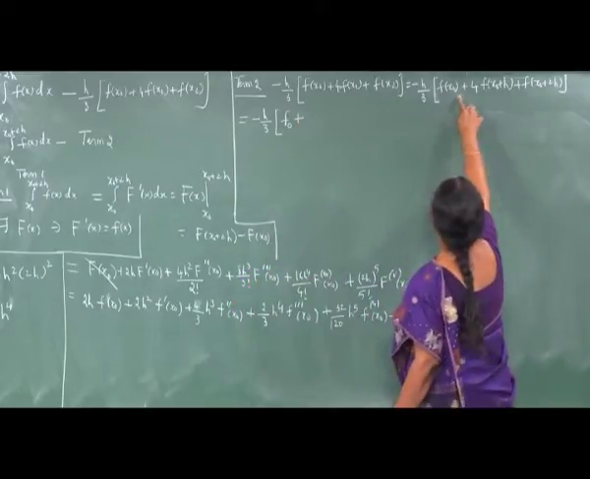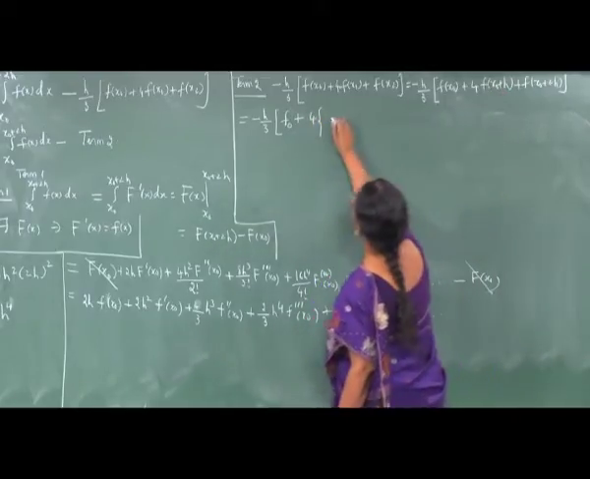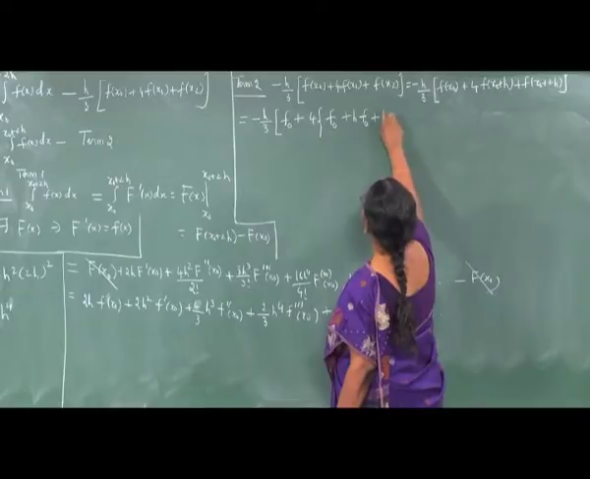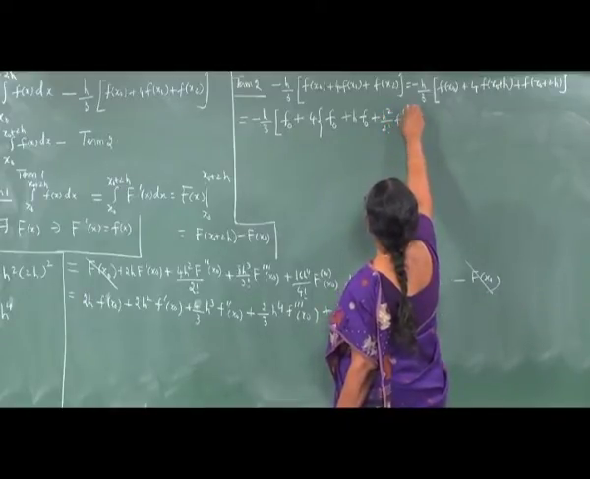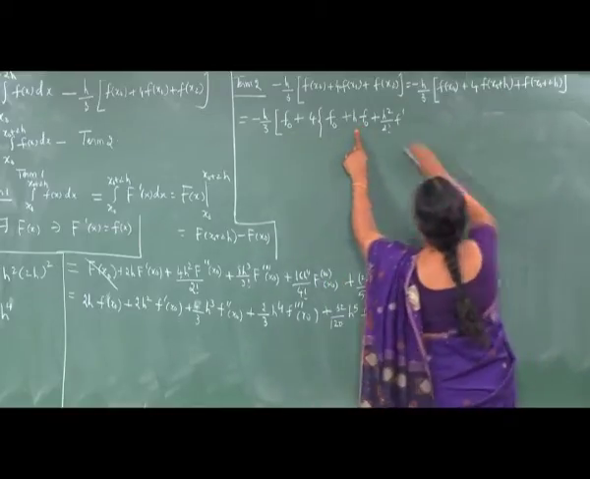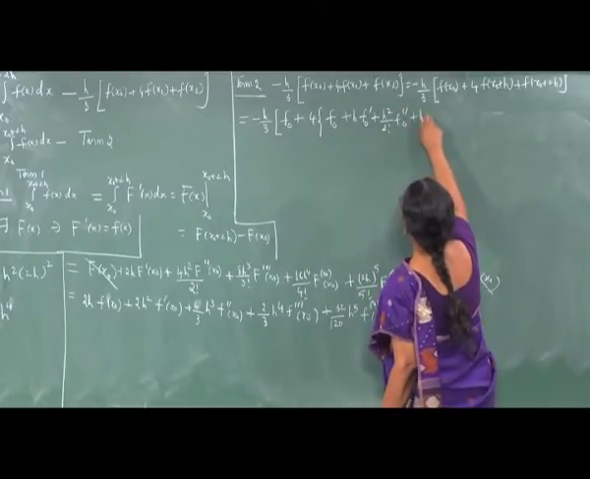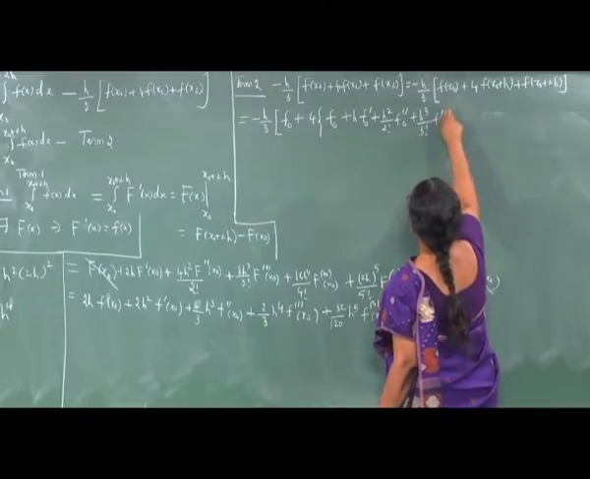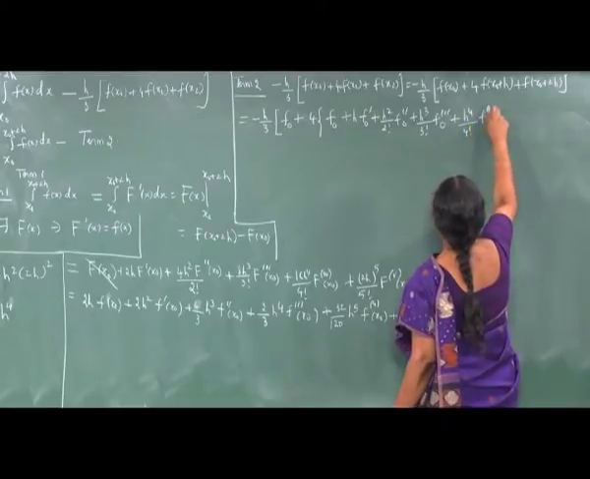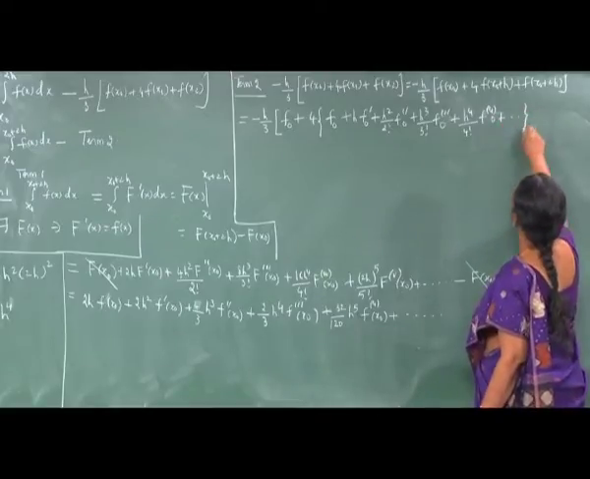And then I expand 4 times f of x0 plus h, which is f of x0 plus h into f dashed at x naught plus h square by factorial 2 f double dashed at x naught plus h cube by factorial 3 f triple dashed at x naught plus h power 4 by factorial 4 into the fourth derivative at x naught plus etcetera. That is the first term.